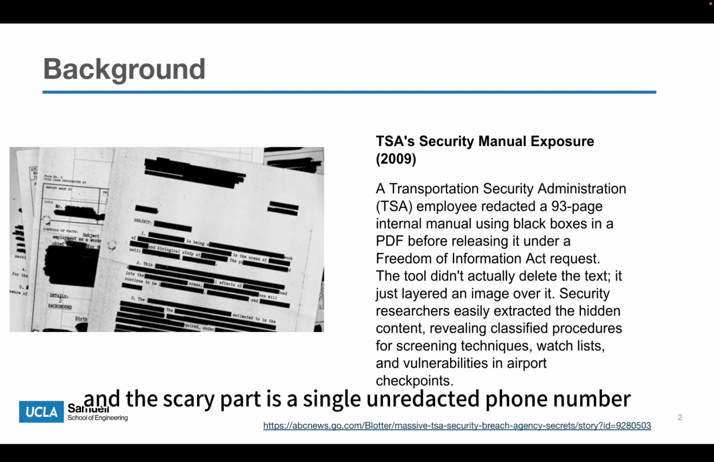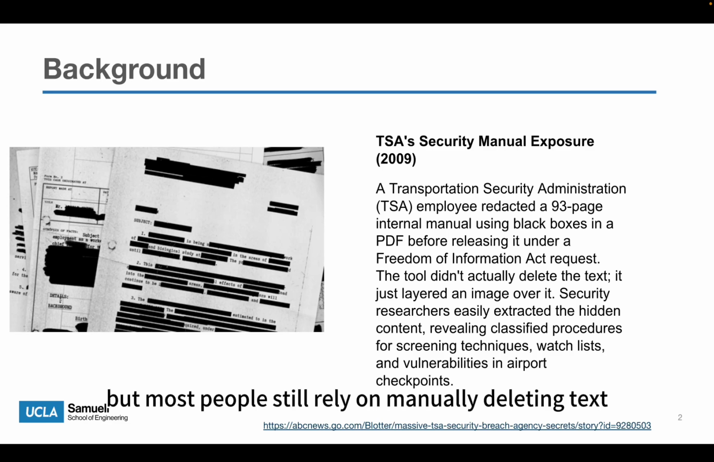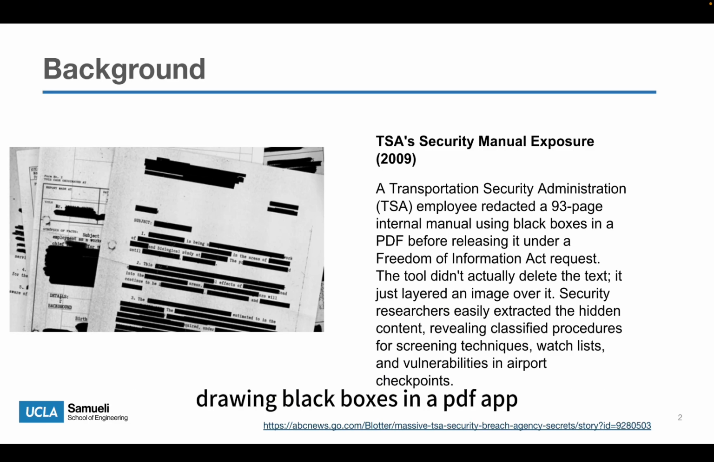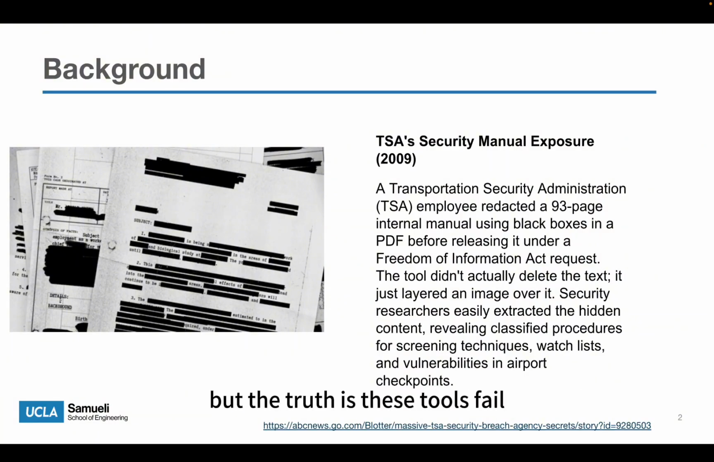And the scary part is a single unredacted phone number or ID inside a PDF file can leak someone's entire identity. But most people still rely on manually deleting text, drawing black boxes in a PDF app, or hoping their tools' auto-redact catches everything. But the truth is, these tools fail much more often than we think.